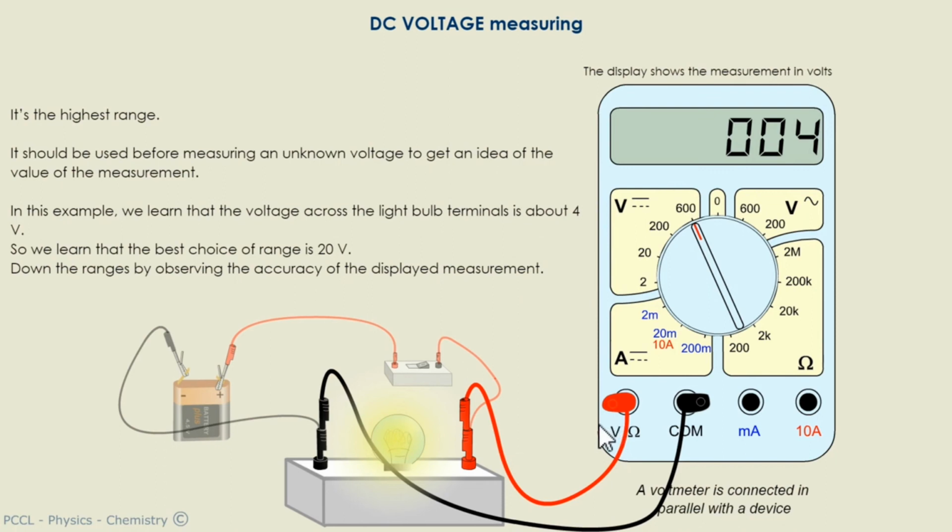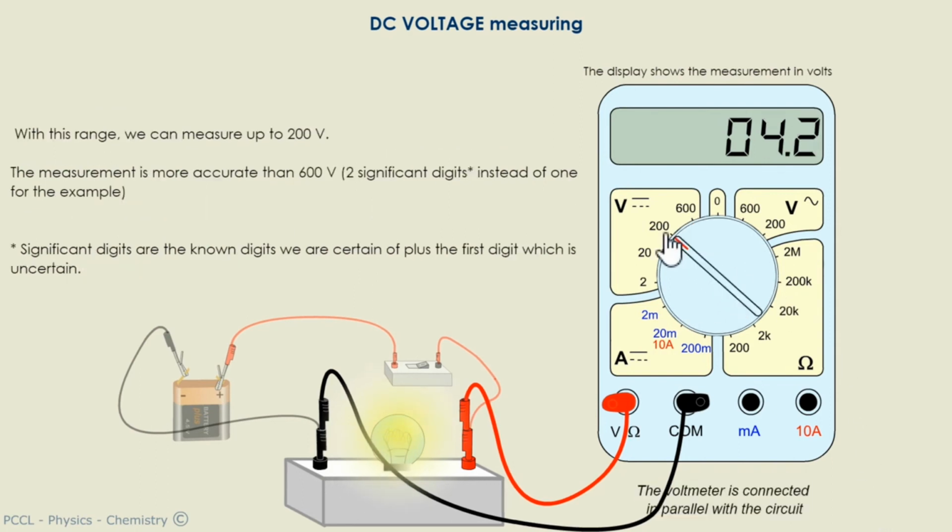We learn here that the voltage measured at the terminals of the bulb, between these 2 points, is around 4 volts. You notice that the voltmeter is mounted in parallel, between 2 points. To have a more precise measurement, I can go down to 200 volts. I specify 200 volts because the ranges have a unit. We don't say the 200 range, we say the 200 volts range, which measures up to 200 volts.